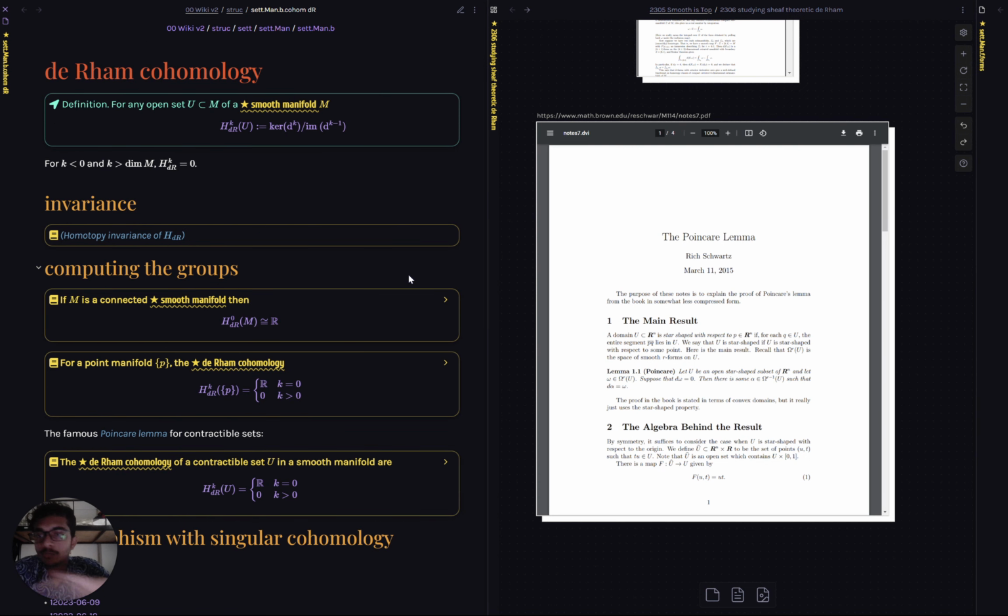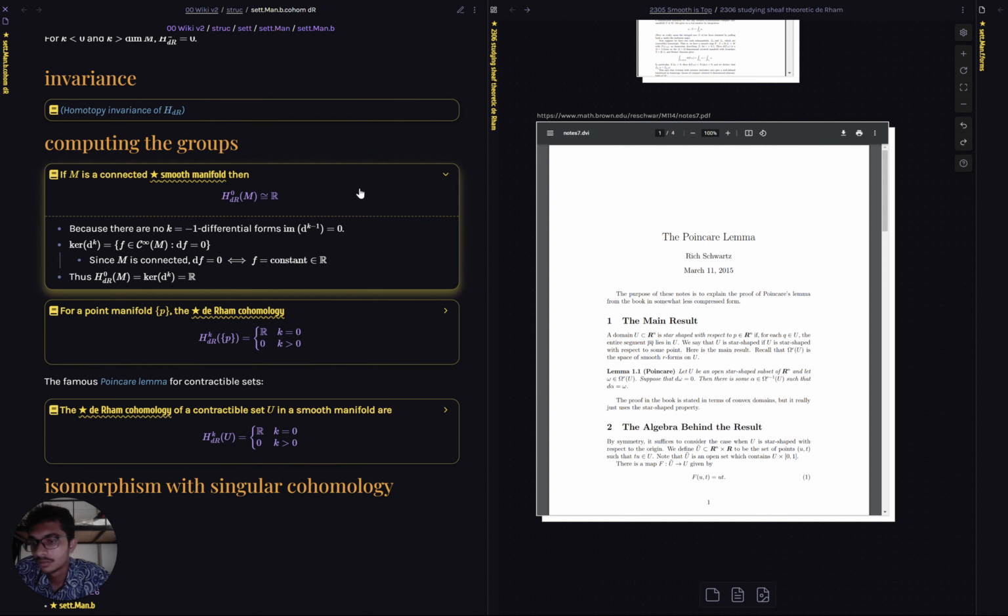when you do smooth manifold theory, you define this for any open set of a smooth manifold, and then you compute the groups for a few open sets, a few space-specific manifolds. For example, the zeroth cohomology group for a connected smooth manifold would have to be isomorphic to R, because any function whose D of f is 0 has to be constant. So we just have all constant functions. But then the constant has to be chosen to be a real number only. So it's all the real numbers. So the group is just R.